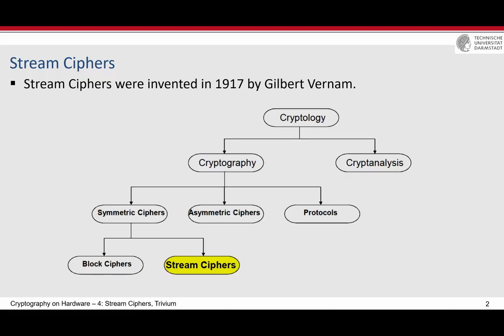Good. Some of you have learned already, some not, but stream ciphers can be seen in this category. You have cryptology, cryptanalysis, and cryptography, and then inside the cryptography you have protocols, you have asymmetric ciphers, and you have symmetric ciphers, and then inside this category you have block ciphers and also stream ciphers. It was invented somehow in 1917 by Gilbert Vernam as the first type of the stream cipher.